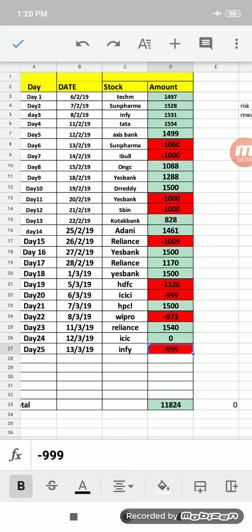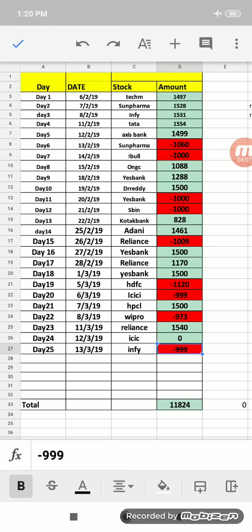So this is how the journey is. We completed day number 25 and we are close to about 20% returns as of now in this journey.